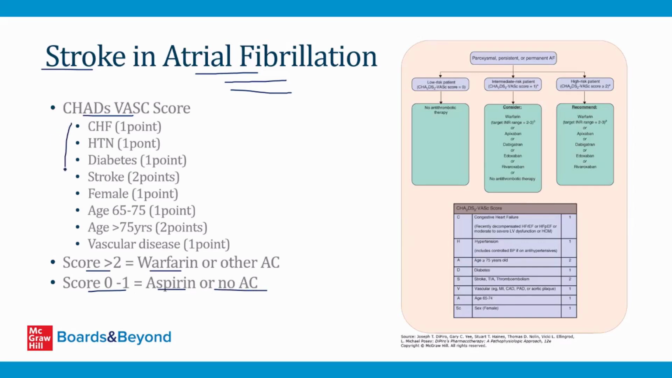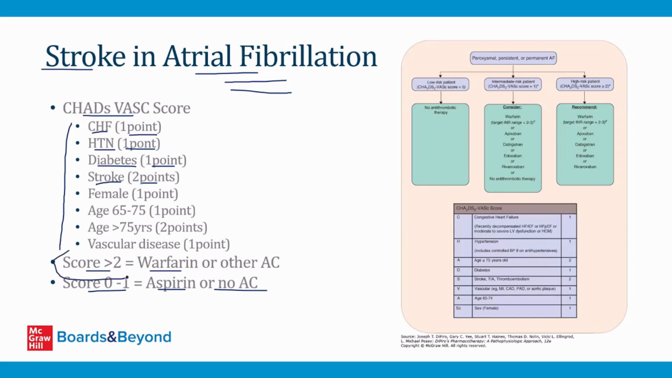And so shown on this slide are the elements of the CHA2DS2-VASc score. Now, you don't need to memorize these elements and the points associated with them, but you should be aware that each of these items listed here significantly increases the risk of stroke in a patient with AFib. That's why they're elements of this score. So patients who have CHF have a much higher risk of having a stroke if they have AFib. So that's a point. Same thing for patients with hypertension or diabetes. Those each give a point because patients with these conditions have a higher risk of having stroke when they have AFib. If the patient's already had a stroke and they have AFib, that's 2 points.